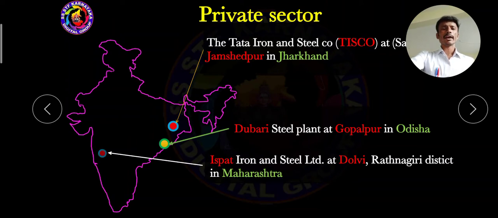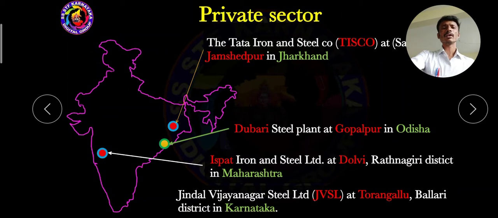Third one, Ispat Iron and Steel Limited at Dolavi, in Ratnagiri district in Maharashtra. Then the fourth one, very important, Jindal Vijayanagara Steel Limited, JVSL, at Toranagal, Bellary district in Karnataka. So one industry belongs to Karnataka, one to Maharashtra, one to Odisha, and one to Jharkhand. These are the four important states for private sector industries.